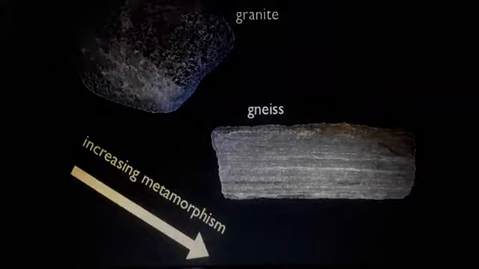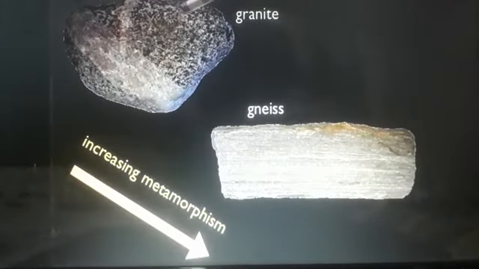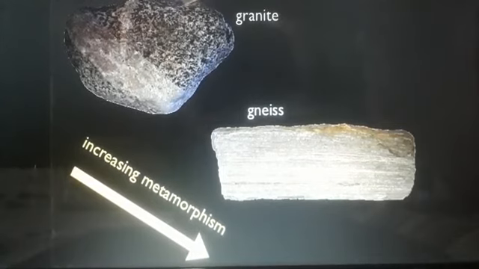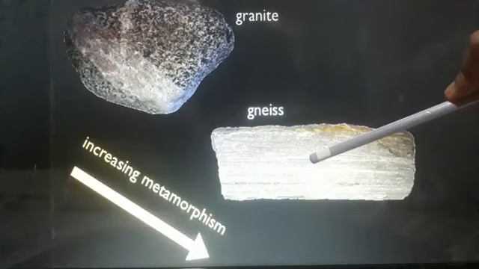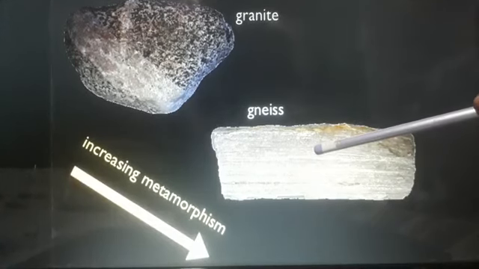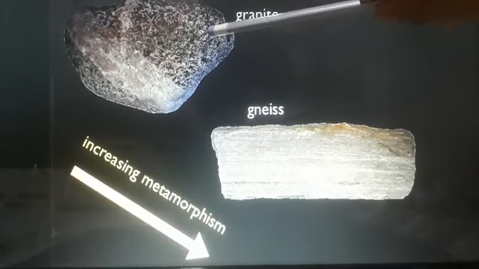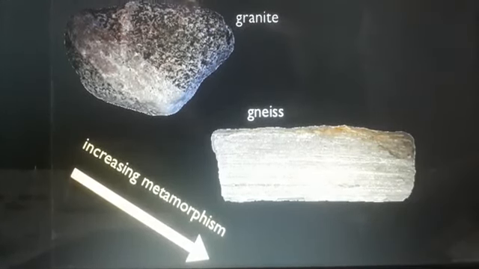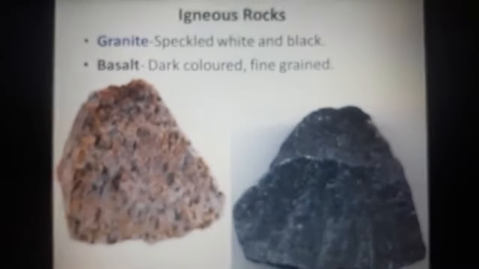Now look at here. You can see the granite, and under the great pressure and heat it is transformed to gneiss. So this is right now a metamorphic rock, but granite is an igneous rock, right? Now look at the next. You know this is the granite.